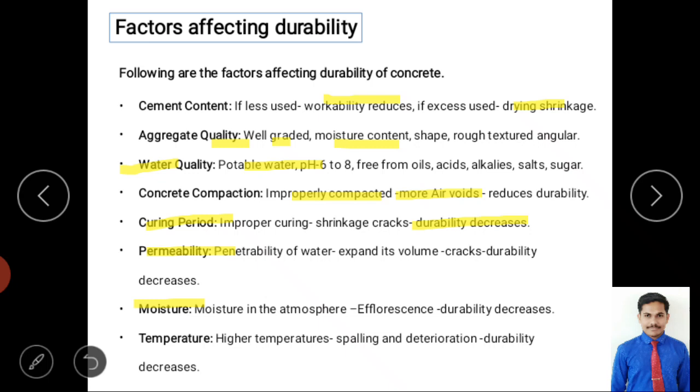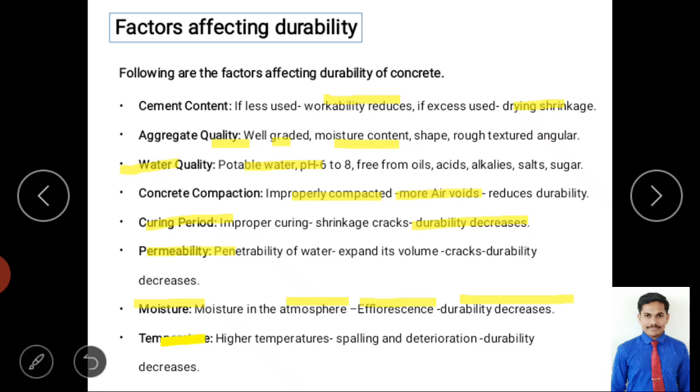So if you have more moisture in the atmosphere, then efflorescence will take place. Efflorescence means some kind of white patches. You've seen in many places, for example mainly in rainy seasons, if you see any wall, you will get white patches. Similarly on the concrete also we get white colored patches. It is efflorescence, right? That reduces the durability of concrete.